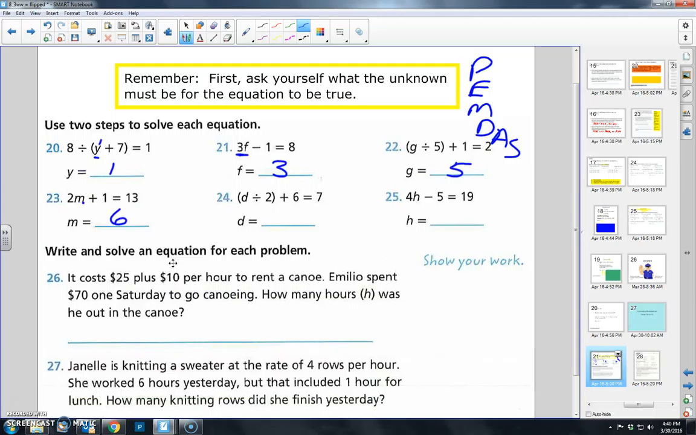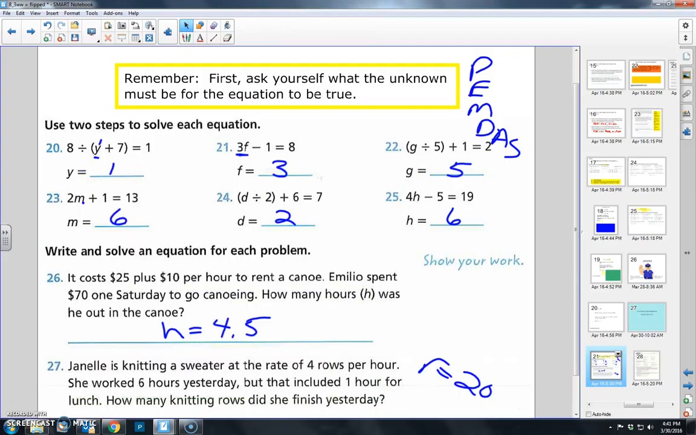Green card. Green card. How about 2? 2 divided by 2 is 1. 1 plus 6 is 7. And we're going to put 6 right here. 4 times 6 is 24. Minus 5 is 19. We have H down here. H equals 4.5. And then 27R is going to equal 20. R equals 20.